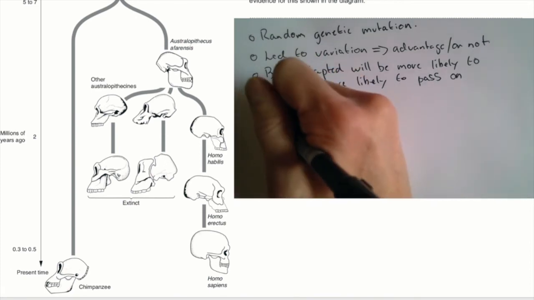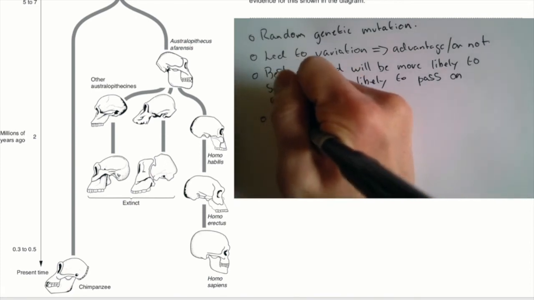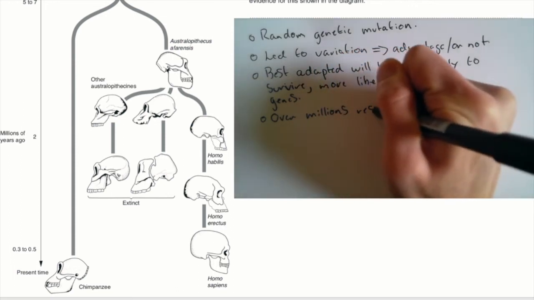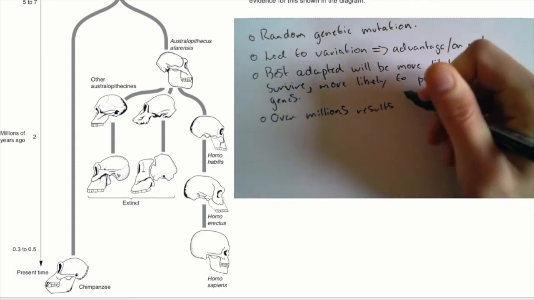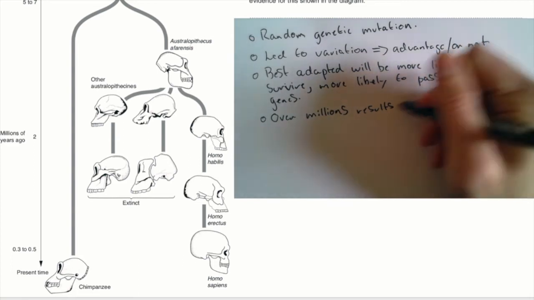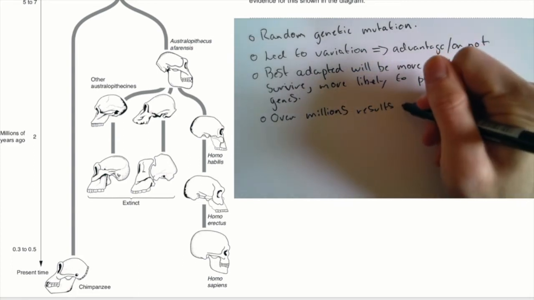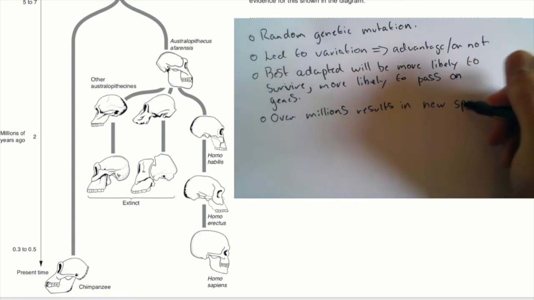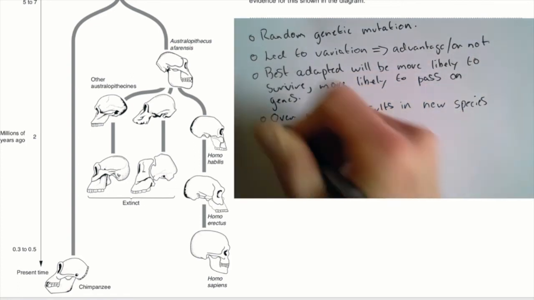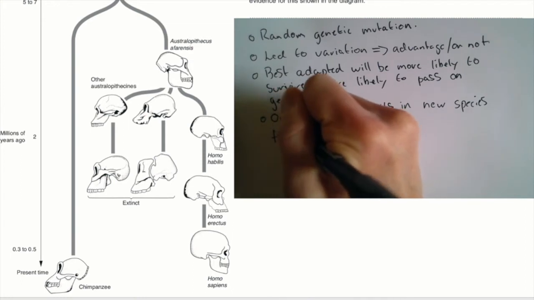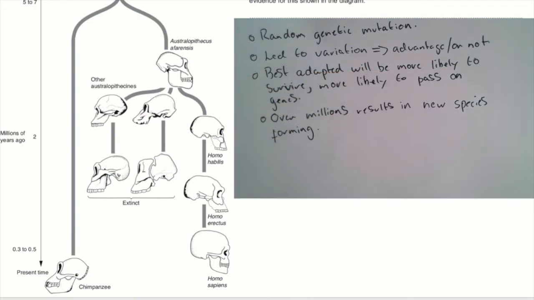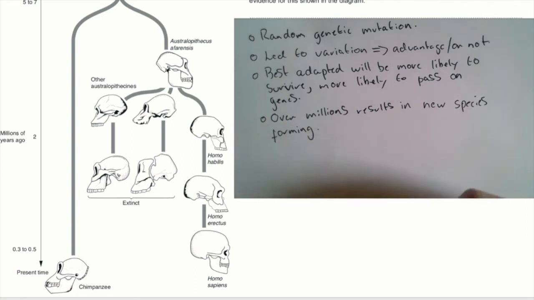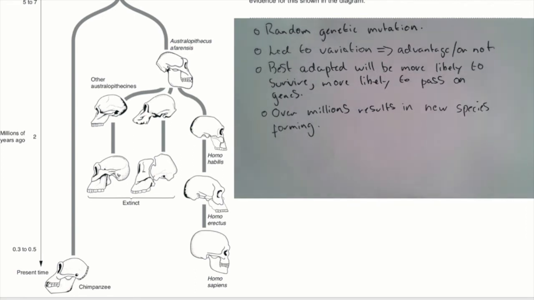Okay, this process over millions of years results in bigger changes to the species. So it results in new species forming. Okay, if the changes are great enough, those species diverge and you have a brand new species. It's important to say over millions of years so that you show you know it's not just overnight.